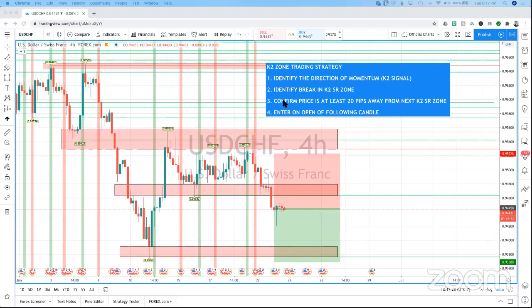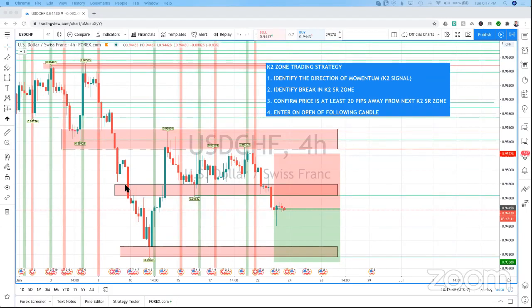So first you want to identify the direction of momentum. So right here, like I mentioned earlier, we have a sell momentum right here because we have a sell signal with a bearish candle. Next, you want to identify a break in the K² SR zone. So right here, price broke this zone.